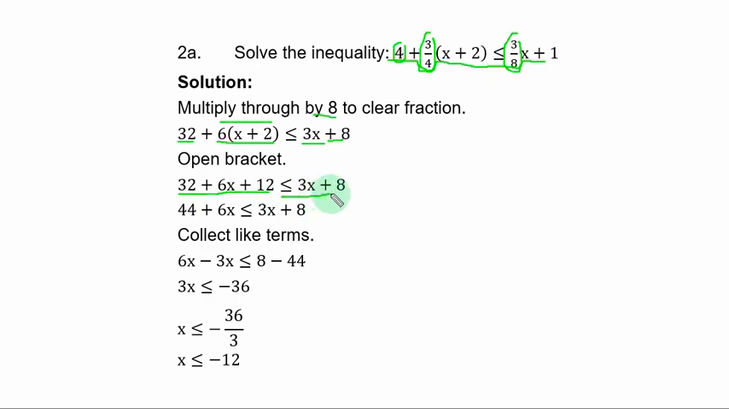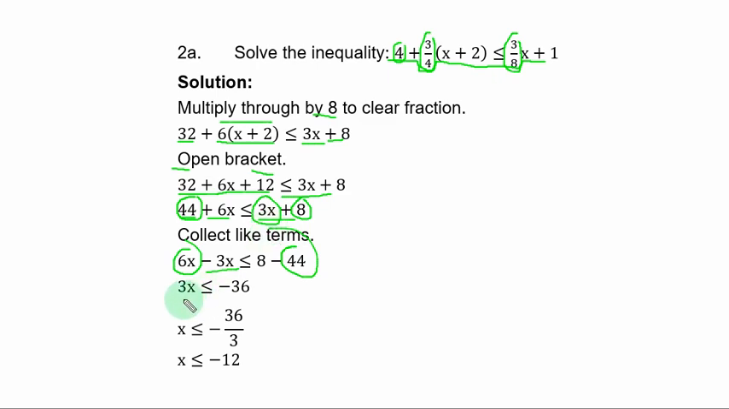You can add the like terms on the left hand side where you have 32 plus 12, that is 44, plus 6s less than or equal to 3s plus 8. Next thing is to collect like terms. Let us have 6s here. If you transfer this 3s, it becomes minus 3s, less than or equal to, so 8 is remaining here. If you transfer plus 44, it becomes minus 44.